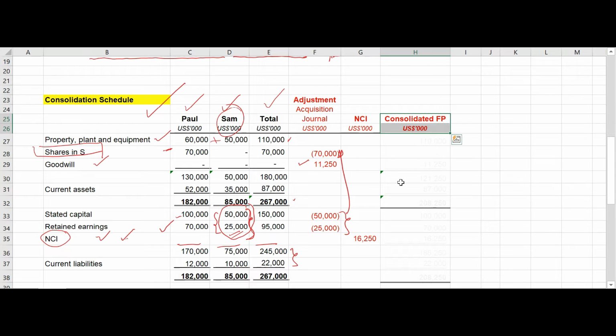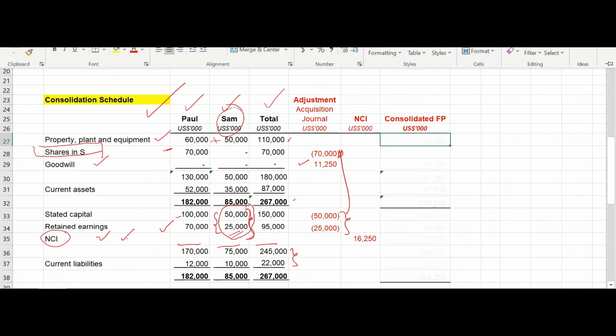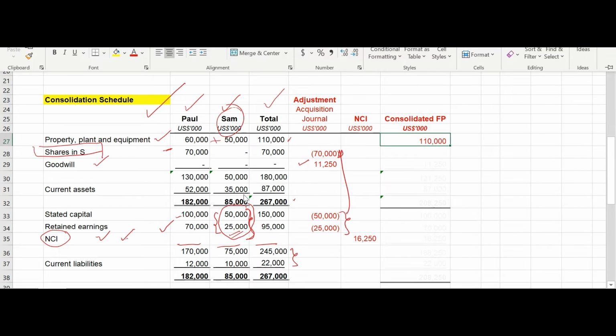The property, plant and equipment, so line by line we are adding. So 110,000 will remain the same. There are no adjustments. Later on I will discuss the adjustments relating to the consolidated financial position with regard to other items in the financial position. Since there are no adjustments required for this, let's take the full amount, 110,000.